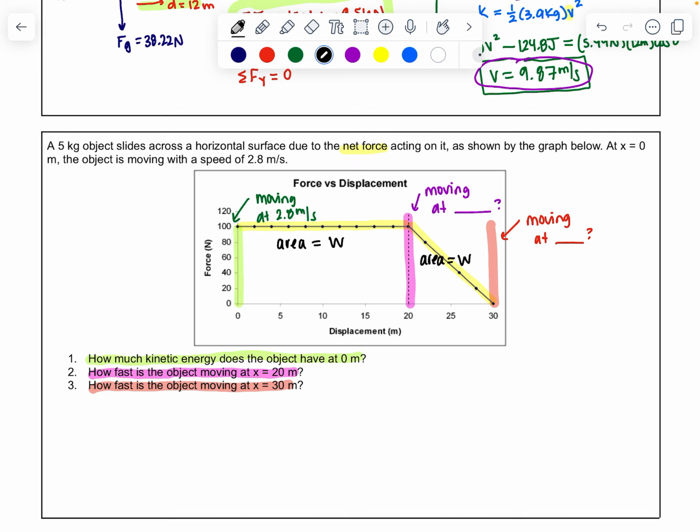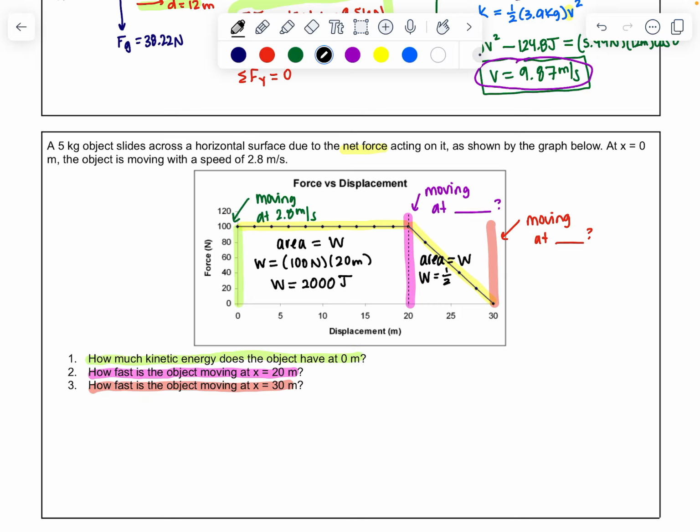Okay, we know that the area is the work that is done. This first section here is pretty straightforward because it's just a rectangle. So the area is going to be base times height. So 100 newtons is my height. My base is going to be 20 meters. We get here then that the work being done is 2,000 joules.